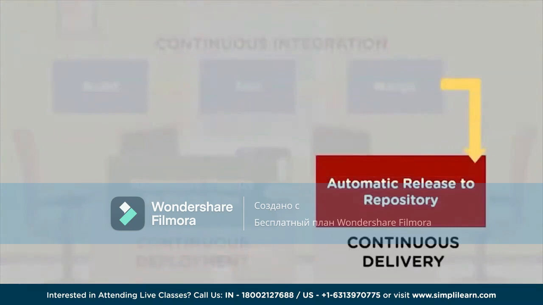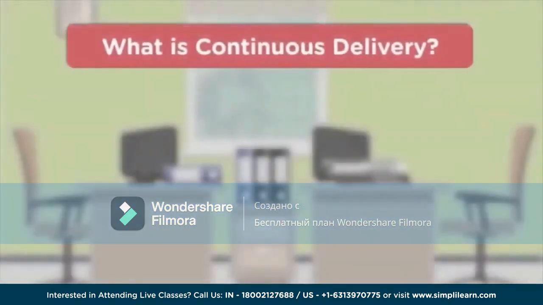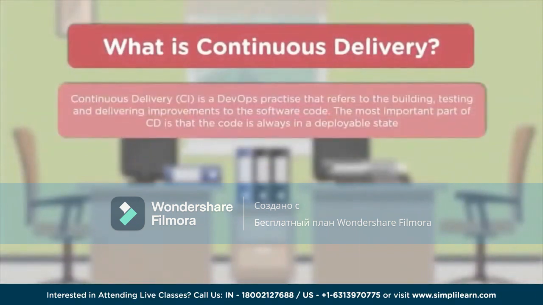Now, the next thing is continuous delivery, which is an automatic release to the repositories. So what exactly is continuous delivery all about? Continuous delivery is a practice that refers to building, testing, and delivering improvements to the software code. The important part of continuous delivery is that the code is always in a deployable state. So we are saying that we are done with the delivery, and whichever environment or server you want us to deploy to, we are ready to do that. That is where we call it continuous delivery.